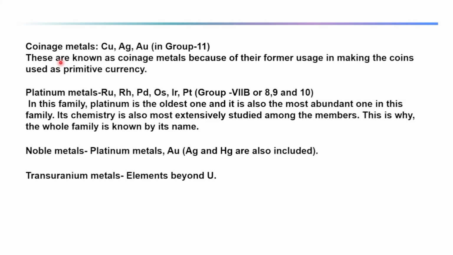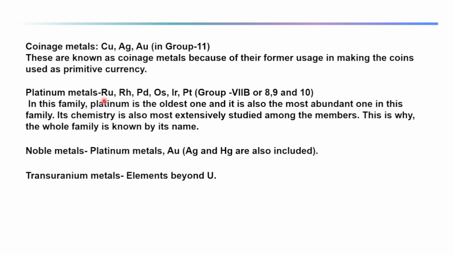Now we will see the coinage metals, copper, silver and gold. These are in group 11. So these are called coinage metals. These are known as coinage metals because of their former uses in making the coins used in primitive currency. So in earlier days, when humans used to make coins or currency, they used to use these metals, copper, silver, and gold.